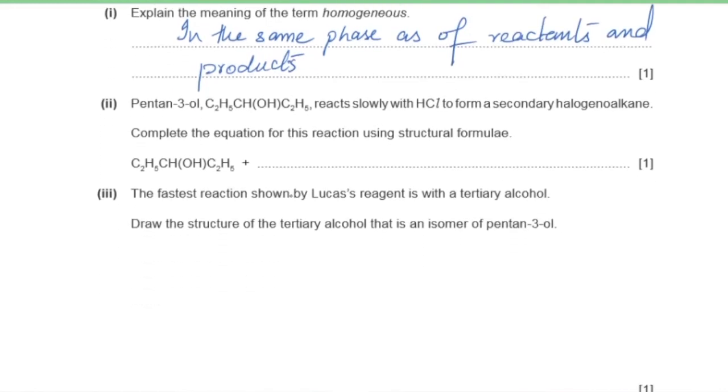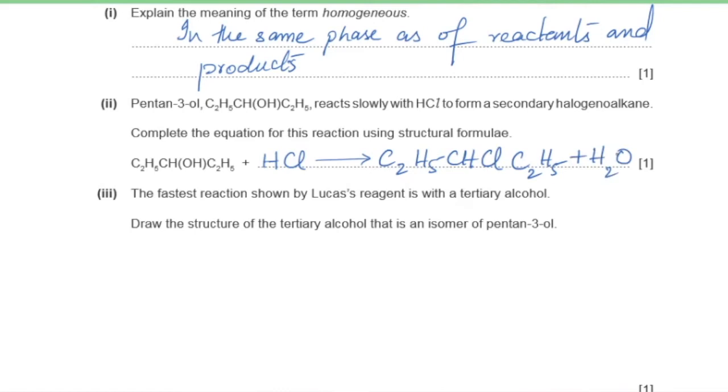Part 2, pentan-3-ol reacts slowly with HCl to form a secondary halogenoalkane. Complete the equation for this reaction using structural formulae. So pentan-3-ol reacts with HCl, the OH gets replaced by the chloride ion, and the side product will be water. So C2H5CHClC2H5 plus water.